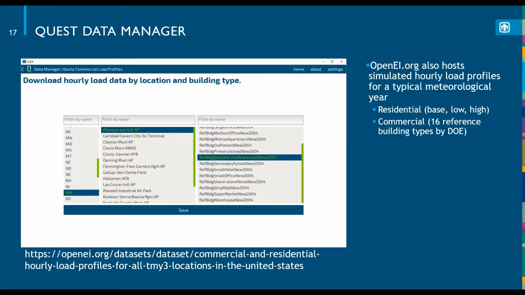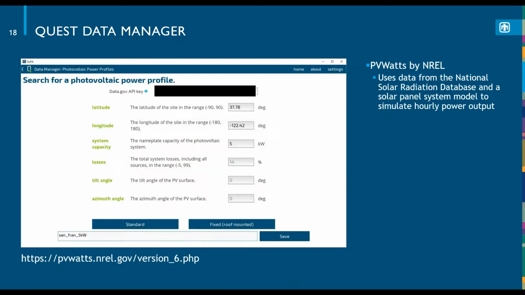Hourly load profiles for commercial and residential buildings may also be obtained. This data is based on an effort to simulate building load based on typical meteorological years. You can search by state and city, which determines the climate used for the simulation. Commercial buildings are differentiated by type, such as a quick service restaurant or office building, and residential buildings are differentiated by the level of load.